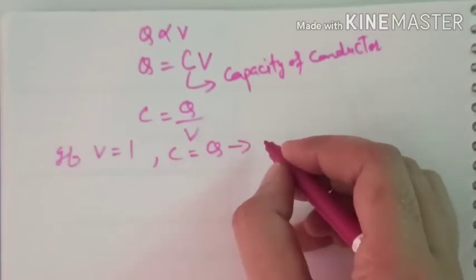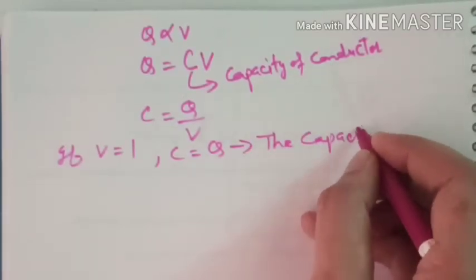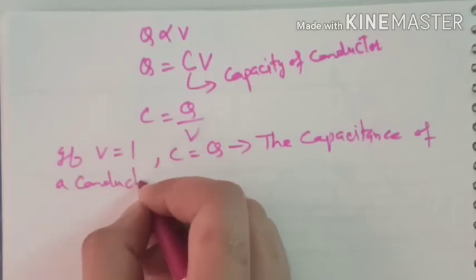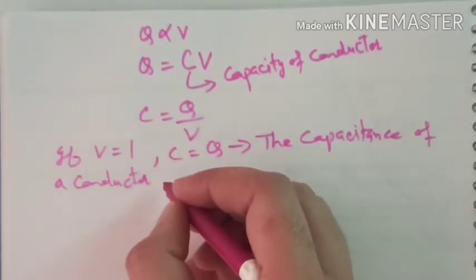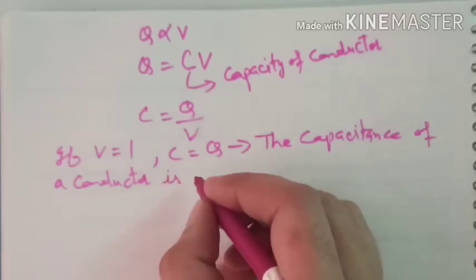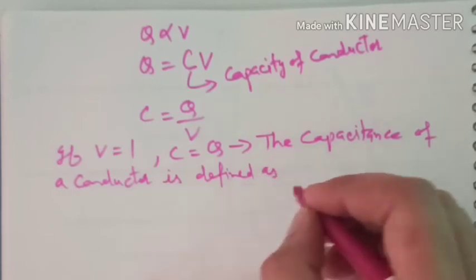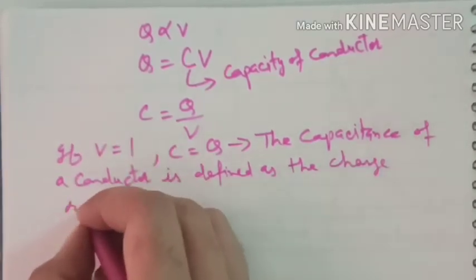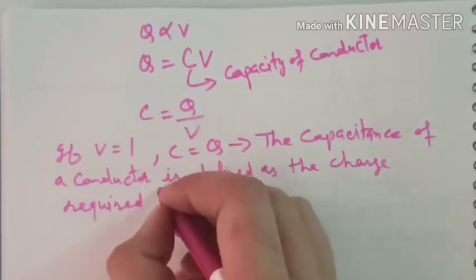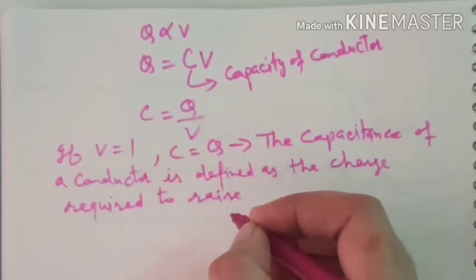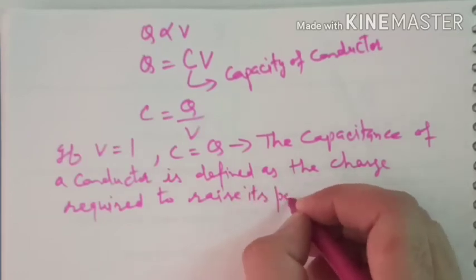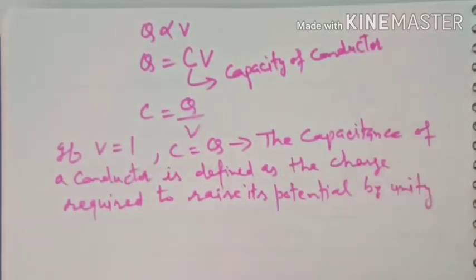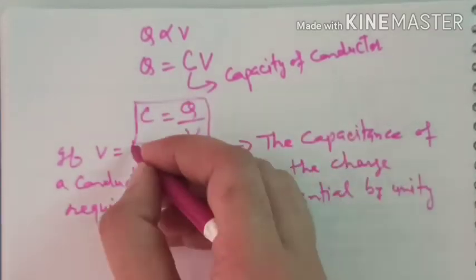So the capacitance or capacity of a conductor is defined as the charge required to raise its potential by unity. This is the basic formula for capacitance or capacity of a conductor.